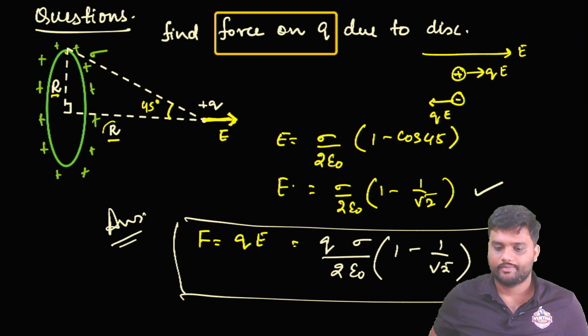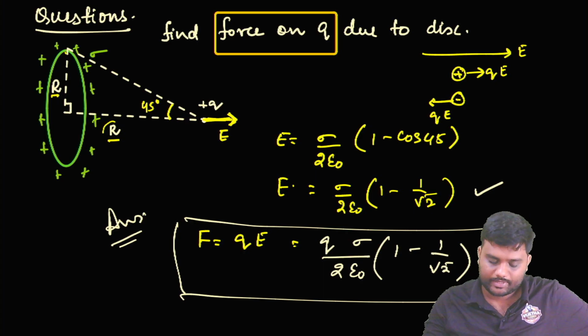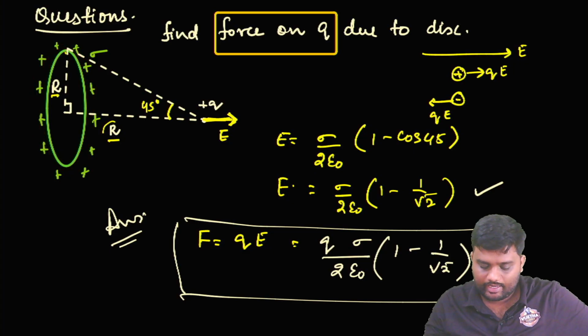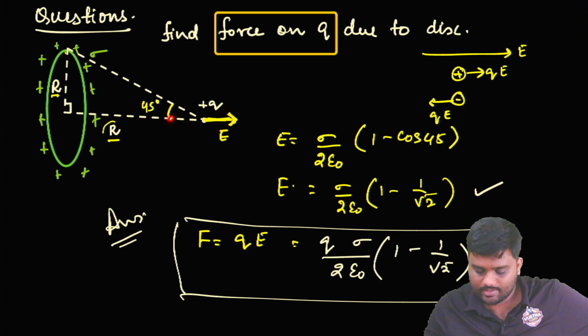This is the answer. Got it? What am I trying to say? There is a disk of radius r, and at some distance r from the center you need to find the electric field. Sir, if it is positive, the electric field goes this way. So from the axis to the circumference the angle has to be 45 degrees.